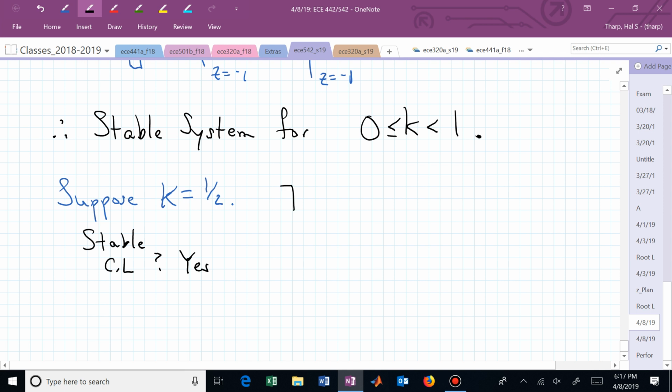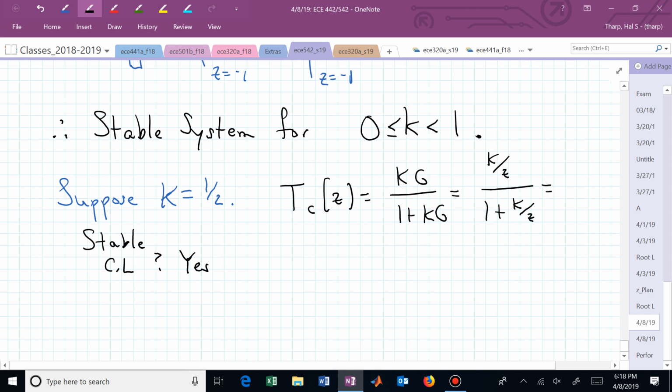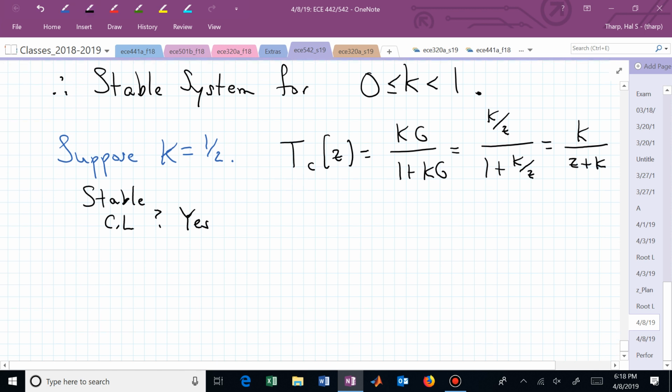And what's our closed loop transfer function? That's kg over 1 plus kg, k over z over 1 plus k over z, which is k over z plus k. And we said that we wanted k right now in this example to be 1/2.